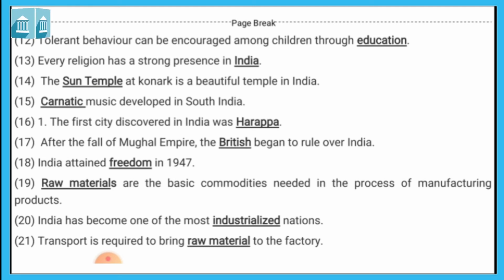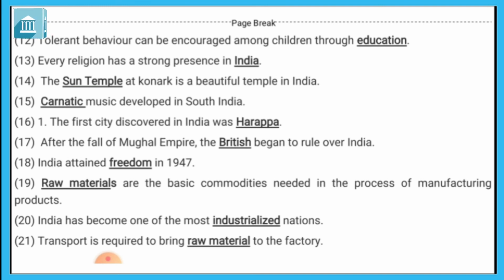14. The Sun Temple at Konark is a beautiful temple in India. The Sun Temple in Konark is a beautiful temple in India. 15. Carnatic music developed in South India.